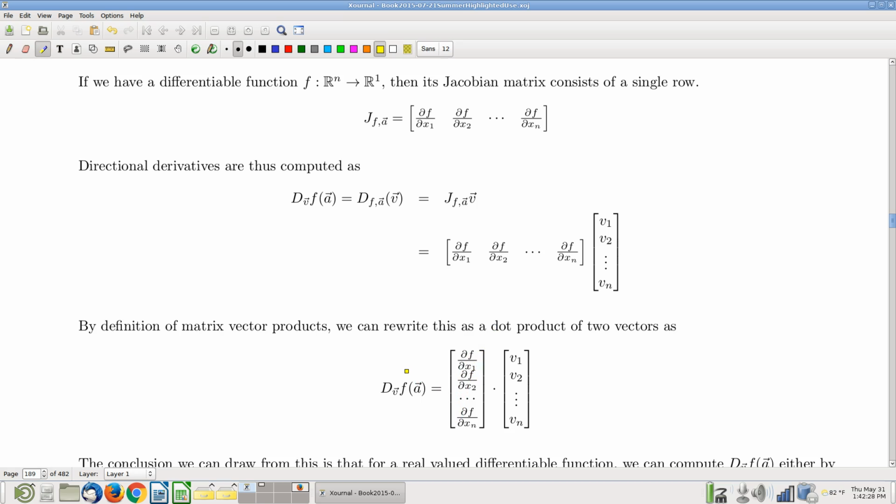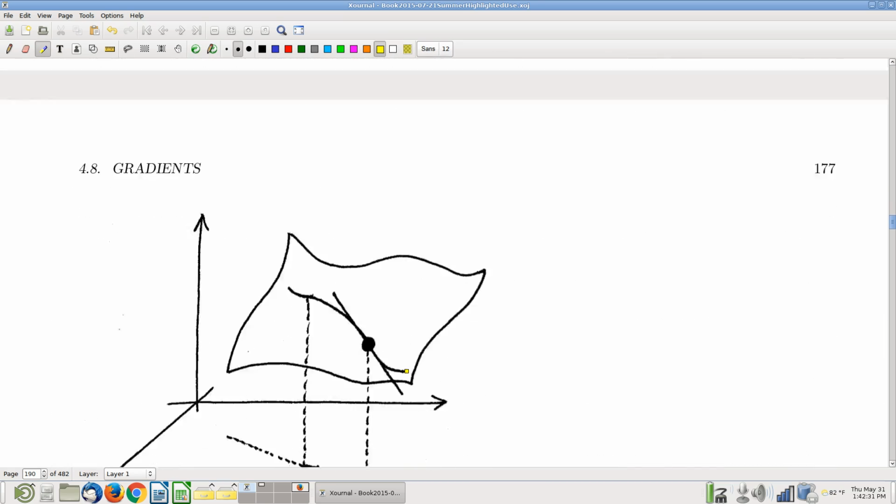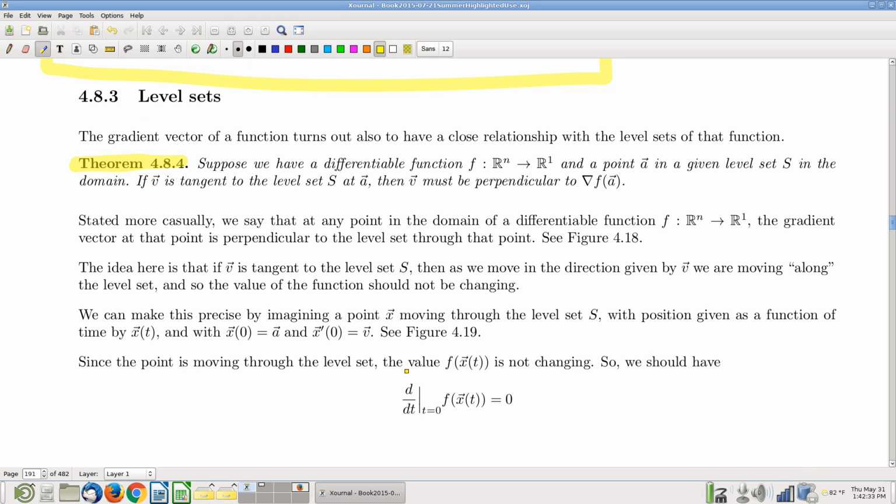Okay. All right. Couple more minutes. I'm going to do one last thing, and that is talk about the relationship to level sets. Turns out the gradient vector is always orthogonal to the level set of the point that it's on. The level set on which that point is. Yeah. This is a very surprising fact.